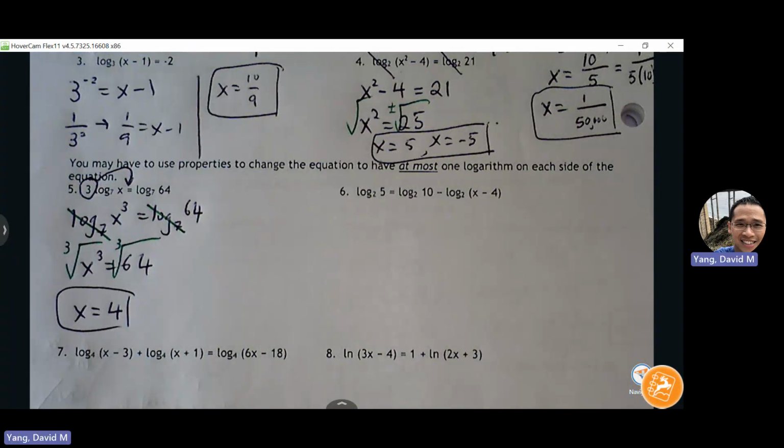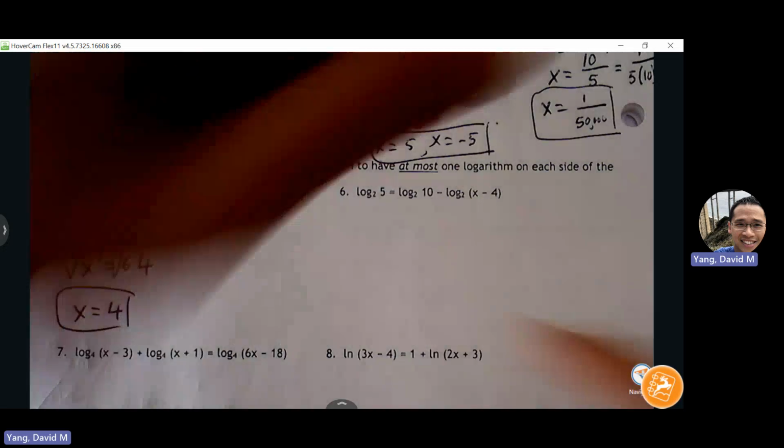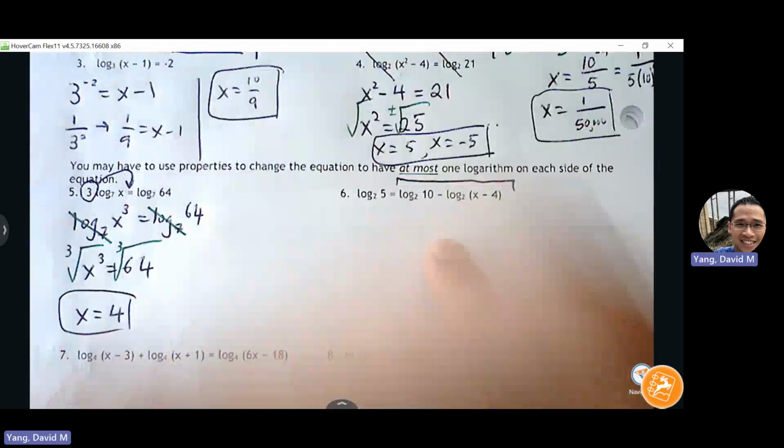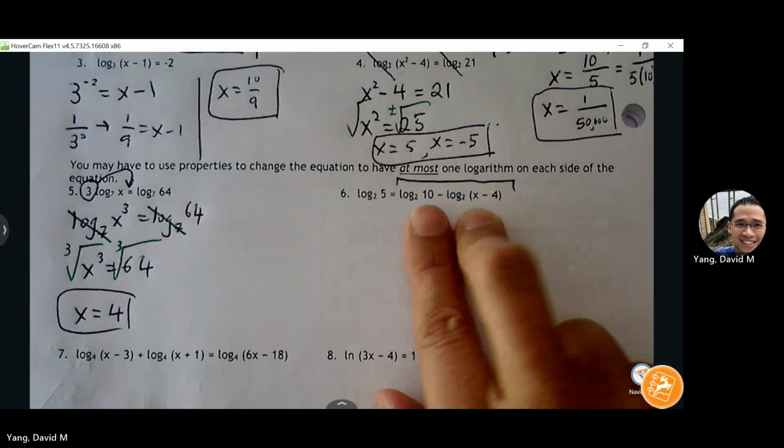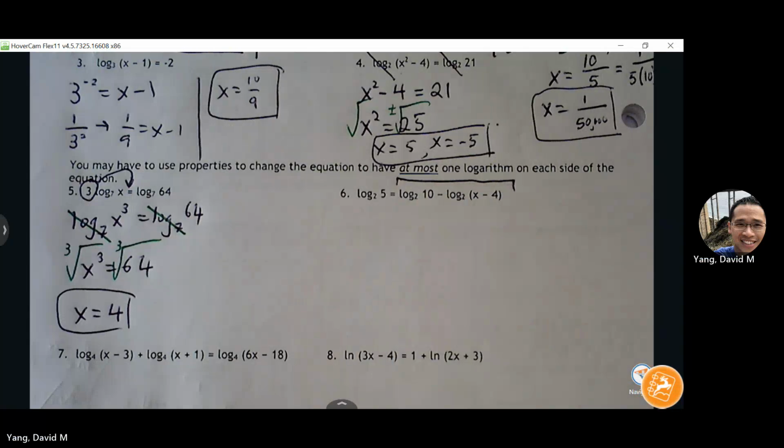Okay. Number 6. What's nice about both sides? Same base. Same base, but I need a one-to-one relationship here. There's too many log base 2s here. We can't, but there is a property that we can use. Is there a condensing property that's available to us? Yeah, there's a quotient property, right? Log of A minus log of B is equal to log of A over B.